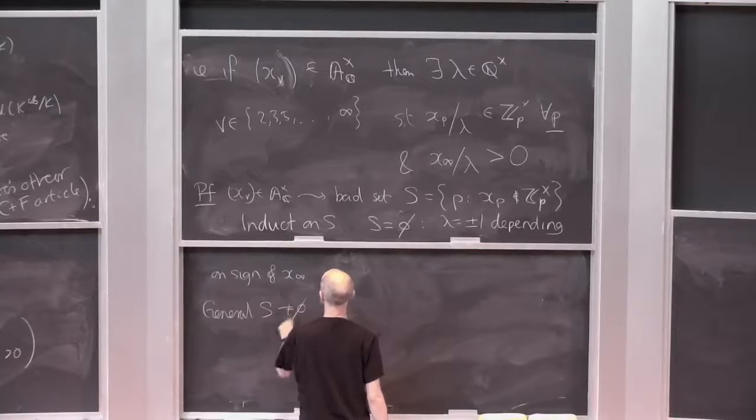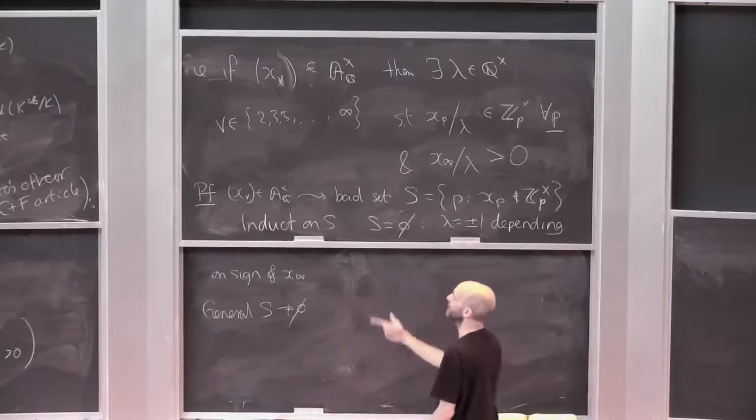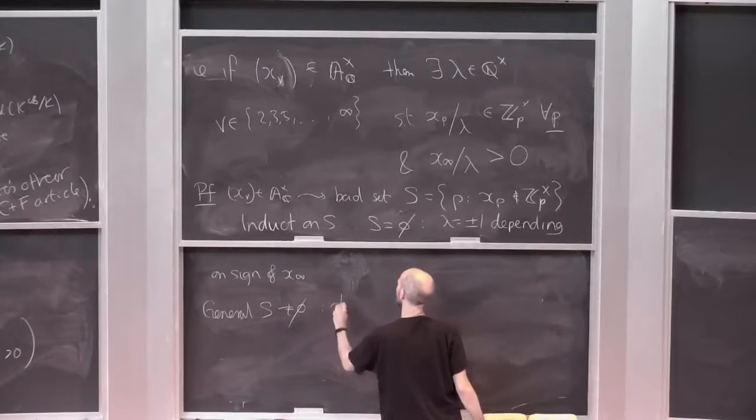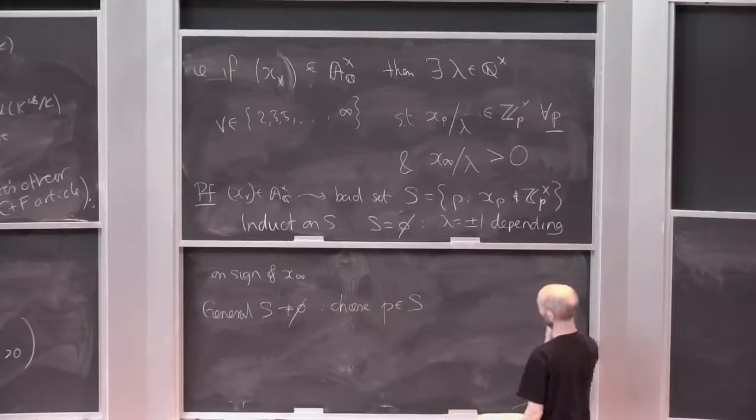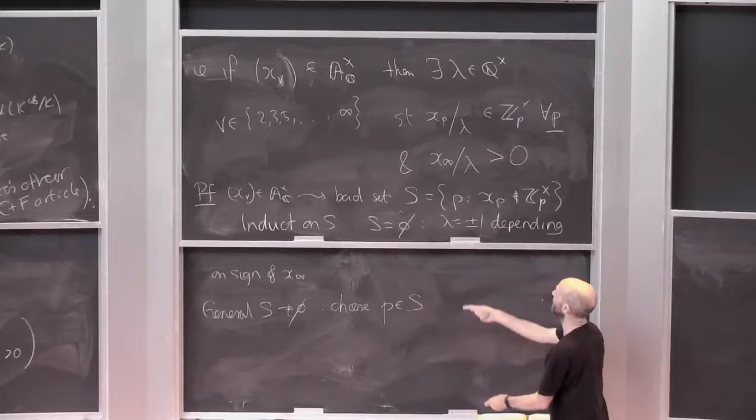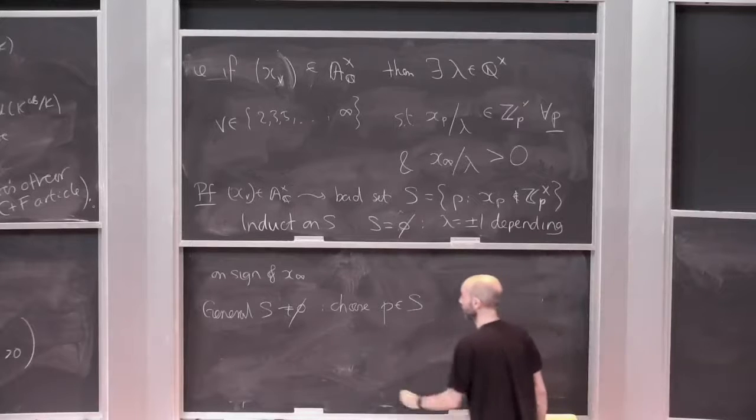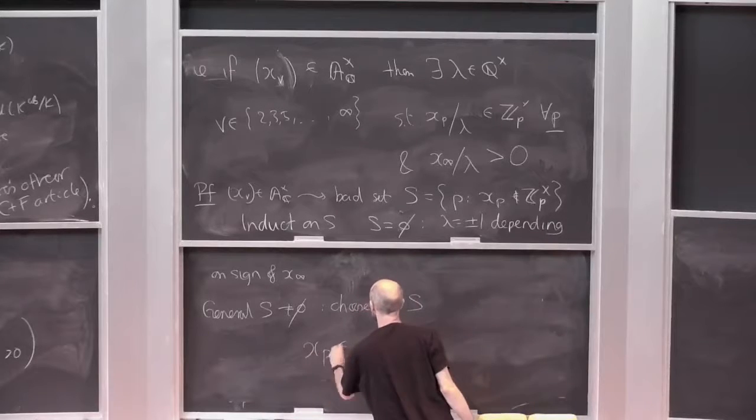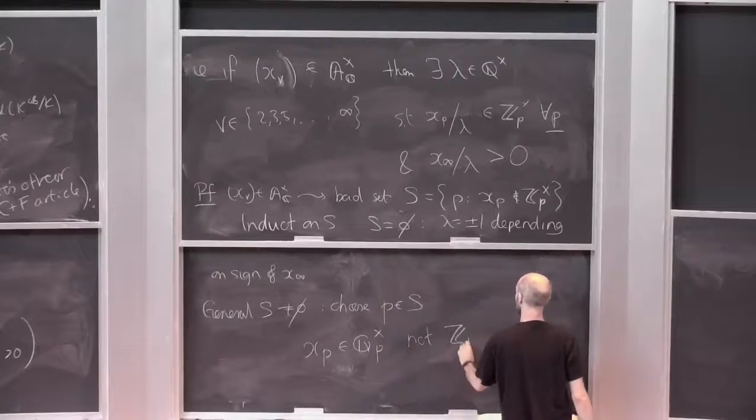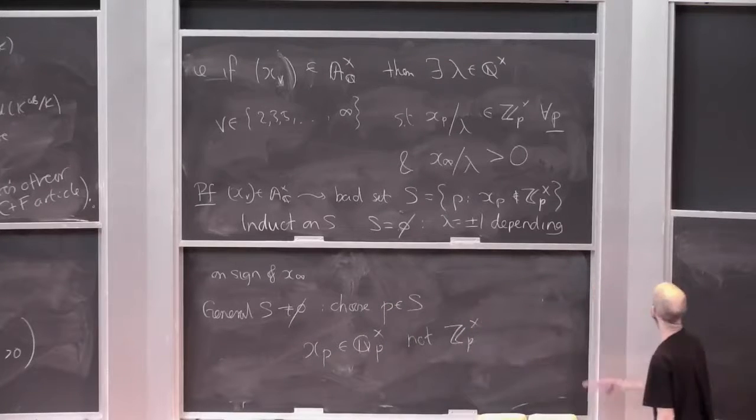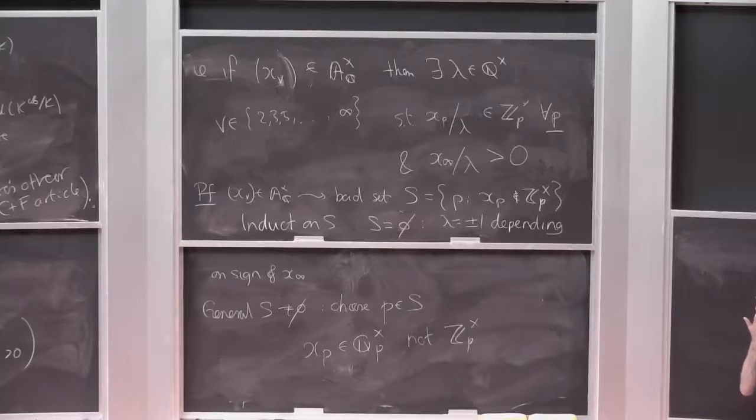General S non-empty. Well, if S is non-empty, then it contains something. So we choose some prime P in S. And now, what's the problem? Why is P in S? It's because XP is being naughty, right? It's because XP is in QP star, but probably not in ZP star. That's why this prime number P is in S, because XP is not being well behaved.